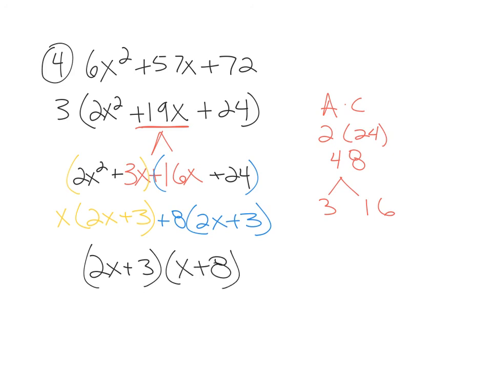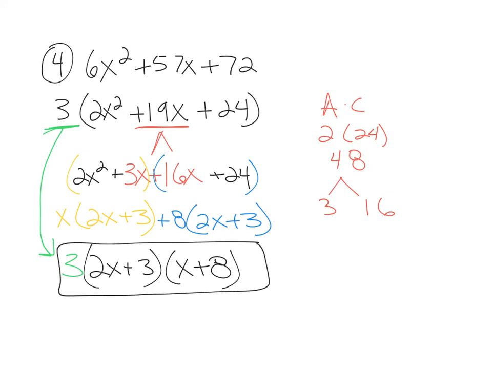Typically, we would be done with this problem right now. However, keep in mind that we did factor out this 3 at the very beginning, and we just can't lose that value. It's got to be in our answer at the end. So now what you see, including that 3 and circled in the black, that is our final answer.